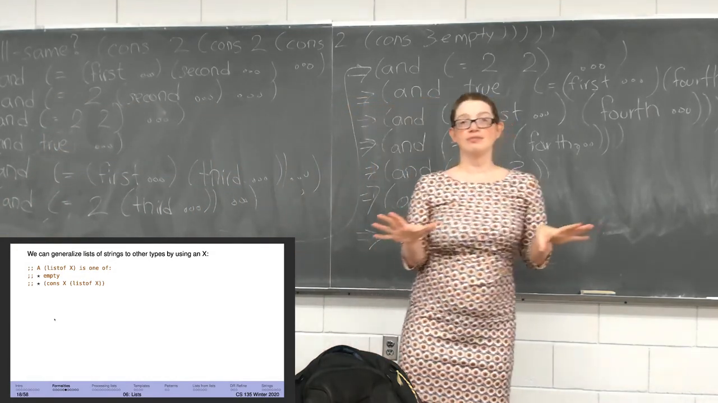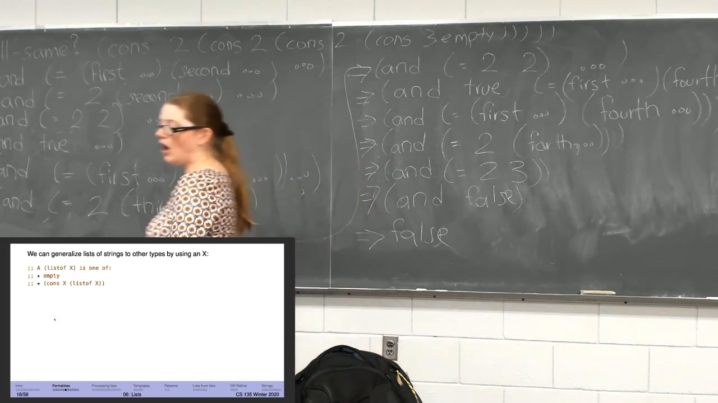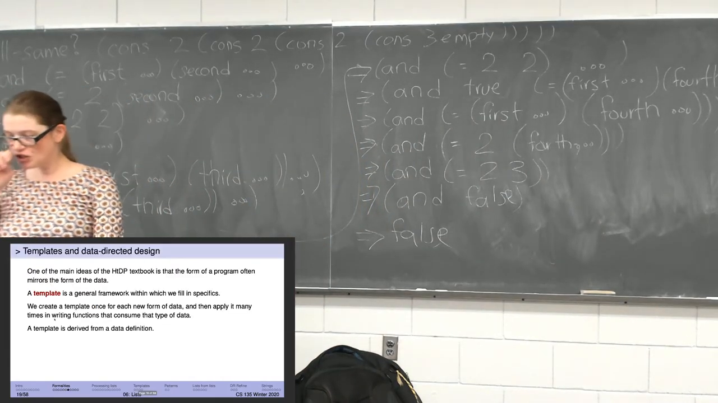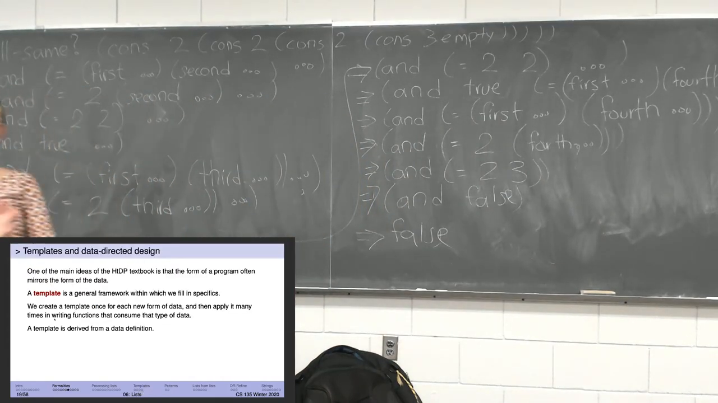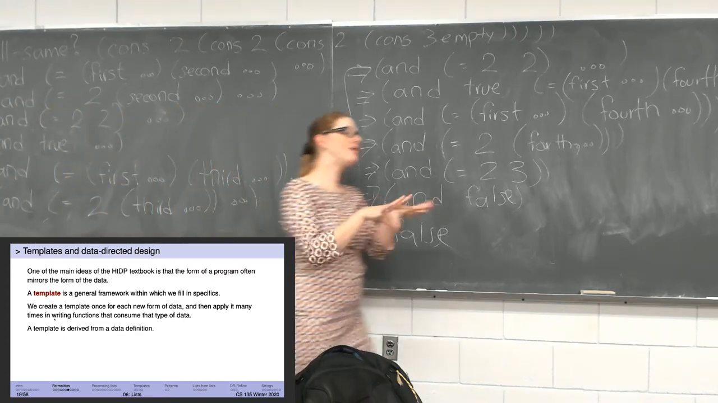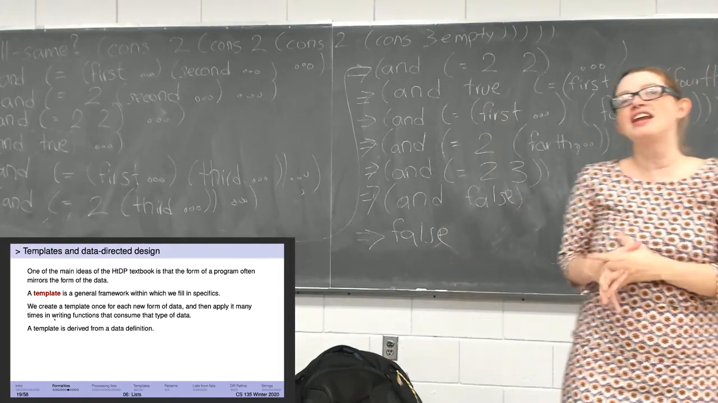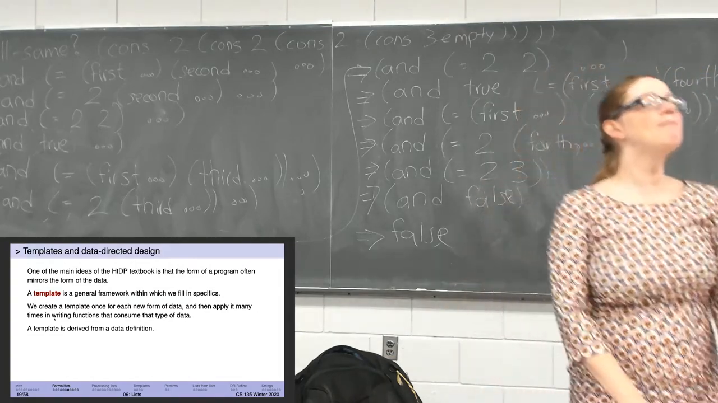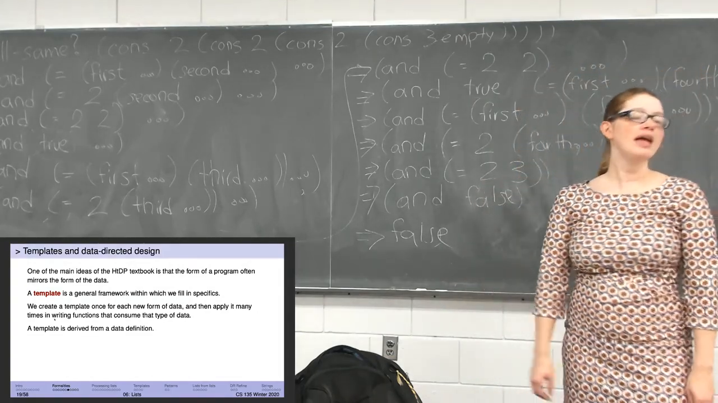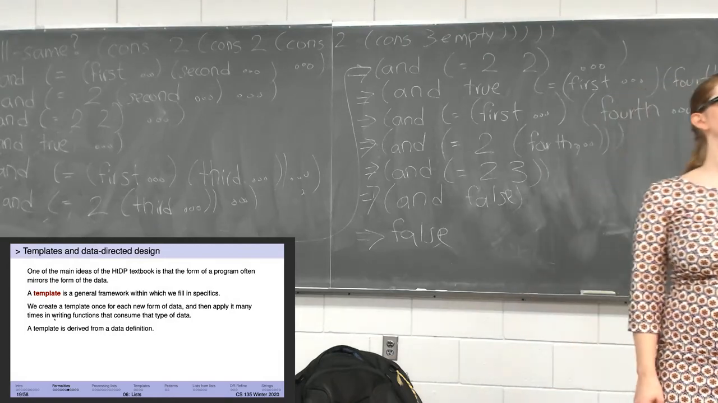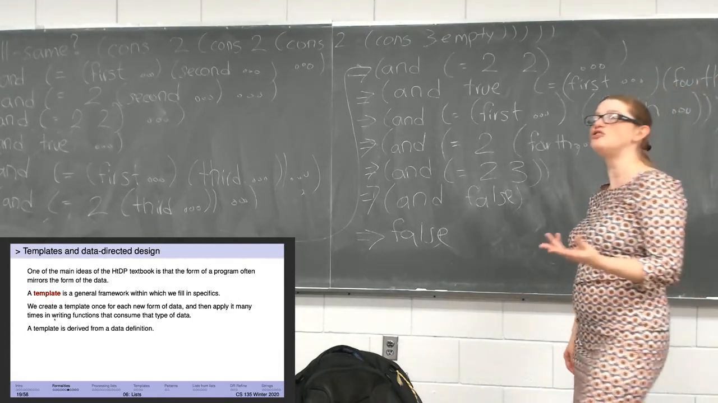So this is not new. All right, so this isn't enough, however. If we create a data definition, whether it's for a list of something or for some other random data type, it's not enough. We need more than that. You've told me what your type is, but you haven't shown me how you expect me to use it.